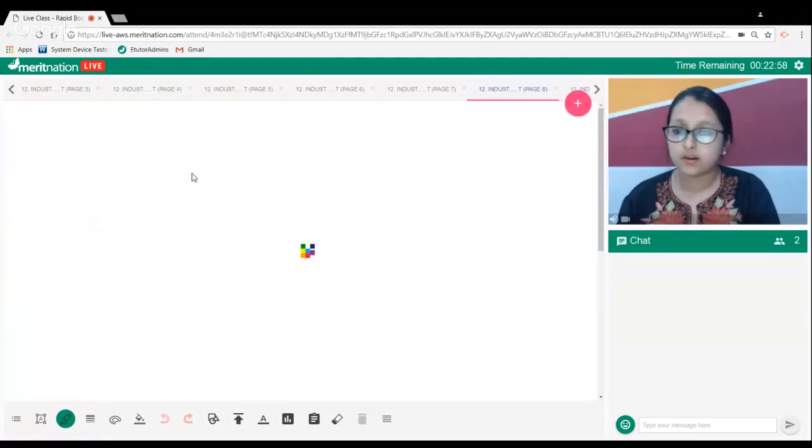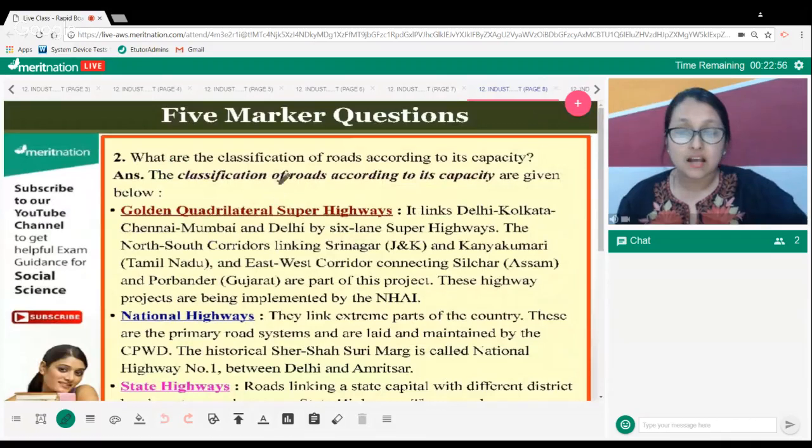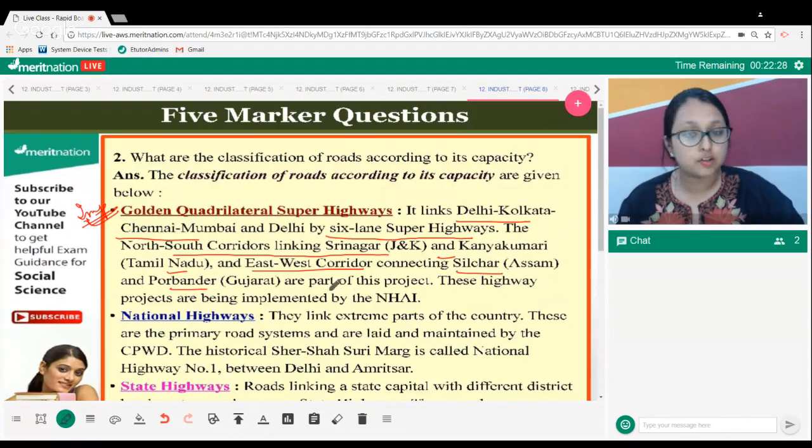Fine. Let's move forward. Now, what is the classification of roads according to capacity? The classification of roads according to capacity can be given as the Golden Quadrilateral. Okay, this is an important question. It can come in your 1 mark also. It links Delhi, Kolkata, Chennai, Mumbai, and Delhi by a 6-lane superhighway. The north-south corridor linking Srinagar and Kanyakumari and the east-west corridor connecting Silchar and Porbandar are parts of this project. These highway projects are being implemented by the NHAI, the National Highways Authority of India.